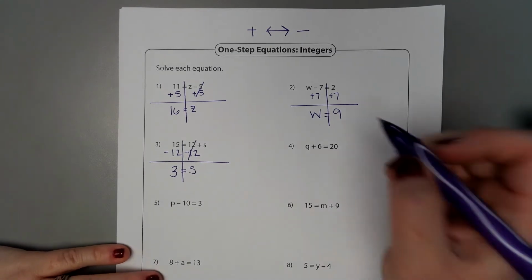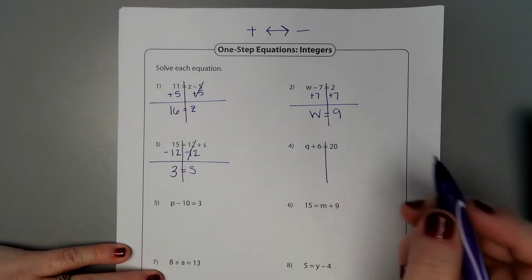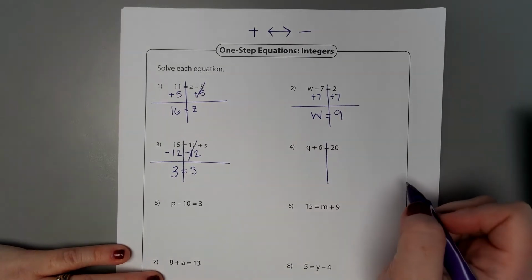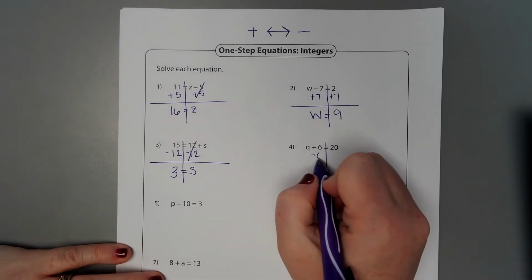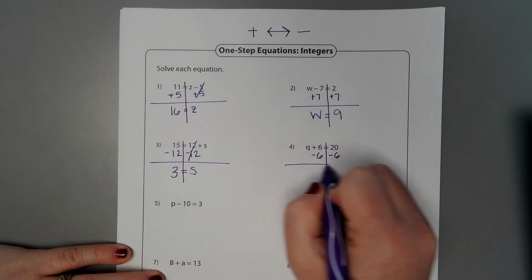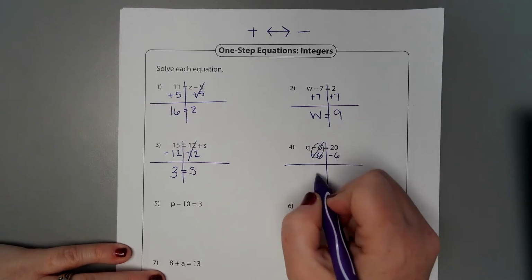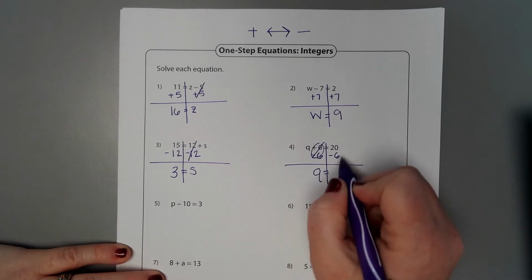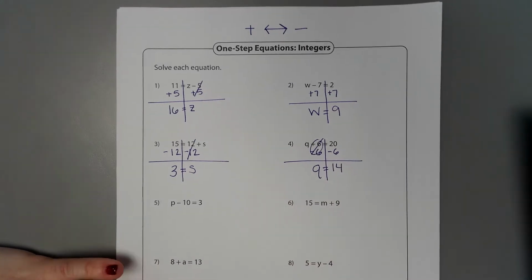And number 4, q plus 6. Well, the opposite of plus 6 would be minus 6, minus 6. Those cancel out, leaving us with q equals 14.